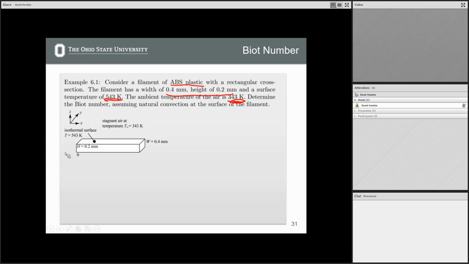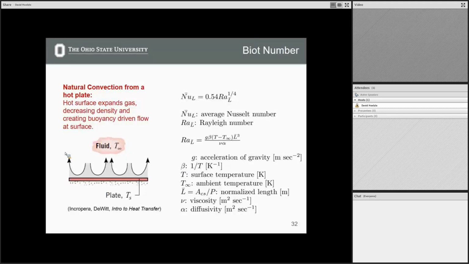Okay, but here's the basic problem. I want to quickly talk about natural convection on a flat plate because I think it's a little bit less intuitive than forced convection, which is what we had with powder bed fusion. So natural convection from a hot plate. By hot plate, all we mean is that the temperature of the plate is hotter than the temperature of the surrounding fluid. If it's a cold plate, we would just say the opposite.